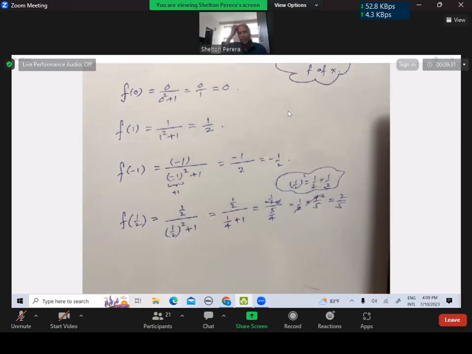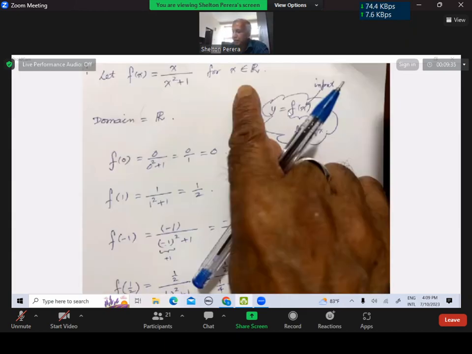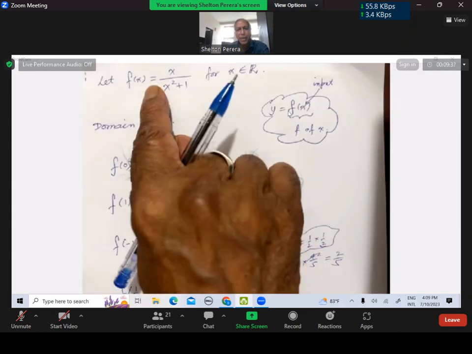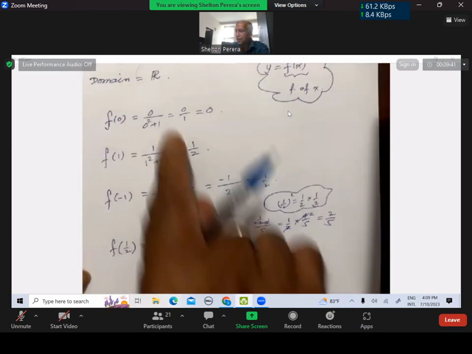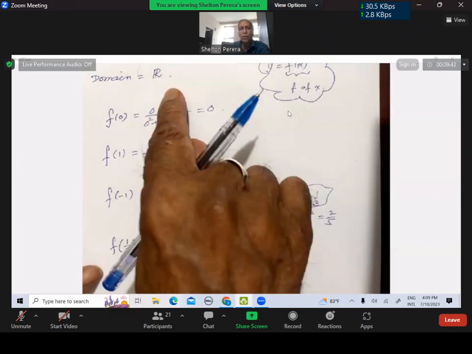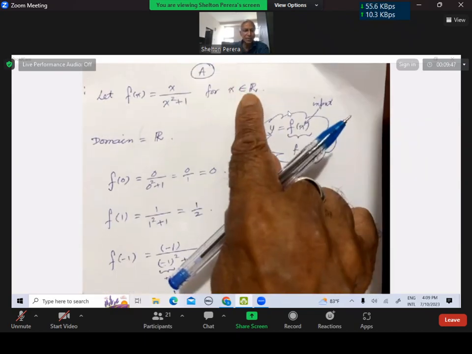So that's enough. What is the important thing here? When you input any real number, you get a real number as the output. So we did it for a few. The domain is all real numbers, the set of all inputs given here.